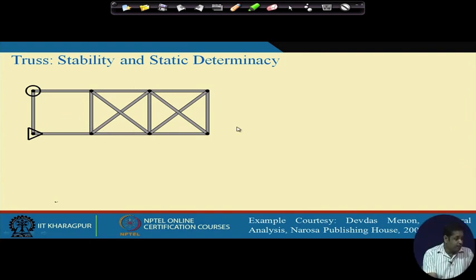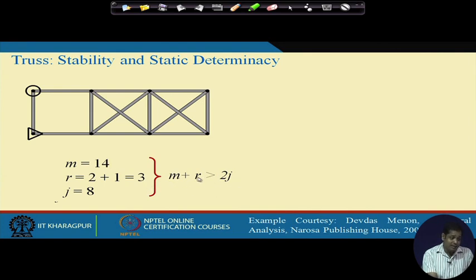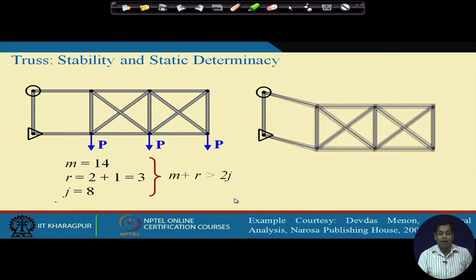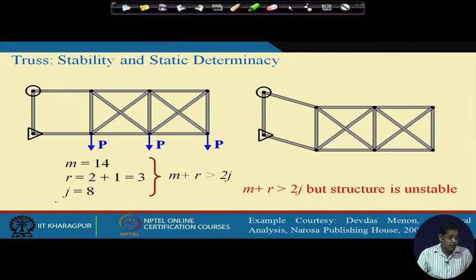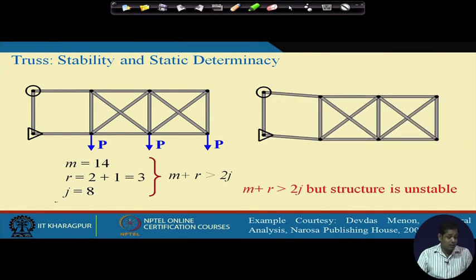Here the number of members is 14 and the number of reactions is 3. So total 14 plus 3, the number of unknowns is 17 and the number of joints is 8. When we say number of joints, that also includes the joints where you have supports. So the number of equations available is 16 and the number of unknowns is 17. So m plus r is greater than 2j. The structure is indeterminate, but the structure has to be stable as per this relation, right. But if it is subjected to a vertical load like this, you see it undergoes a mechanism like this. So this is again an example where the condition m plus r greater than 2j is satisfied, but the structure is not stable, it is unstable.